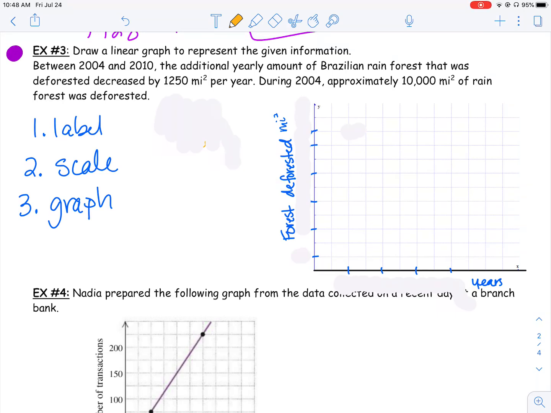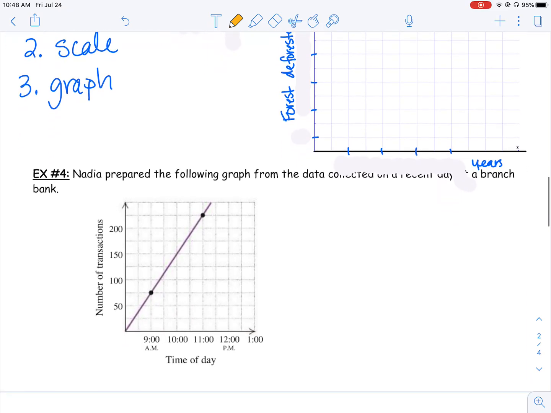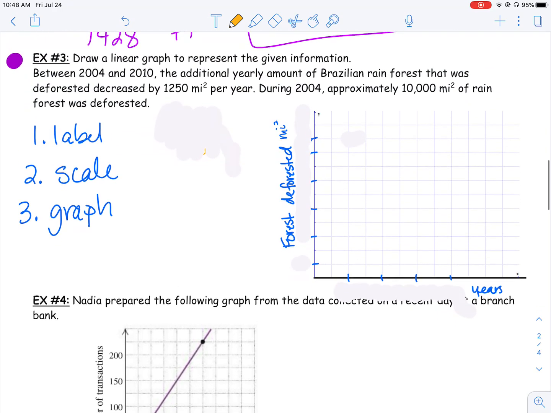Okay, in these next two examples in 3.4, we're going to talk about rate, but graphically. So we're going to use a rate to hopefully draw a linear graph, a graph of a line. Or if I give you the graph of a line, could you figure out what the rate is of this graph? All right, let's look at example number 3.